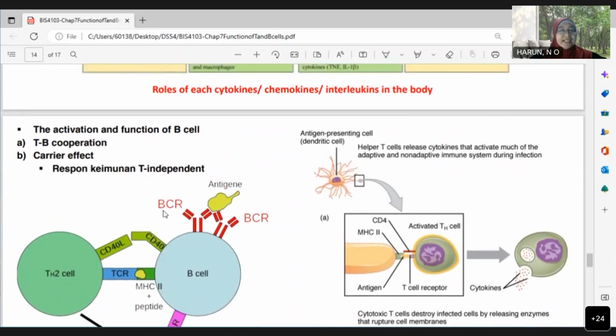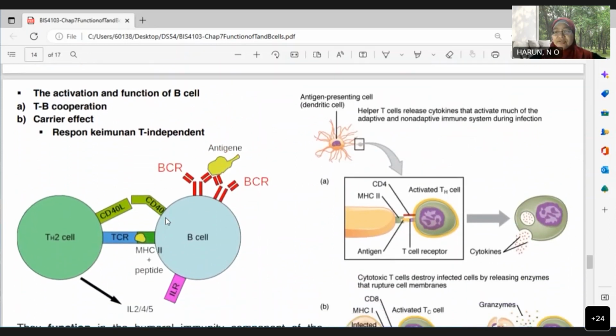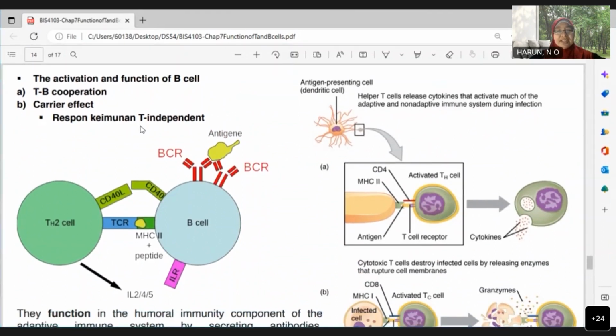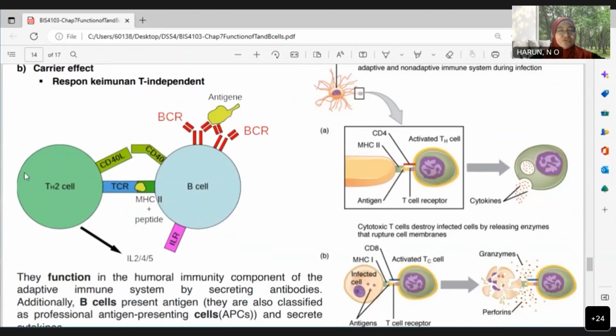So here we will look at how the activation and function of the B cells work. Okay, T-B cooperation, meaning T and B cell cooperation. They carry out the immune response for T independent. Okay, as you can see, we have T helper 2 cells. And this one is our B cells, and on the surface of the B cells we have the BCR, or B cell receptor, and this one is our antigen.